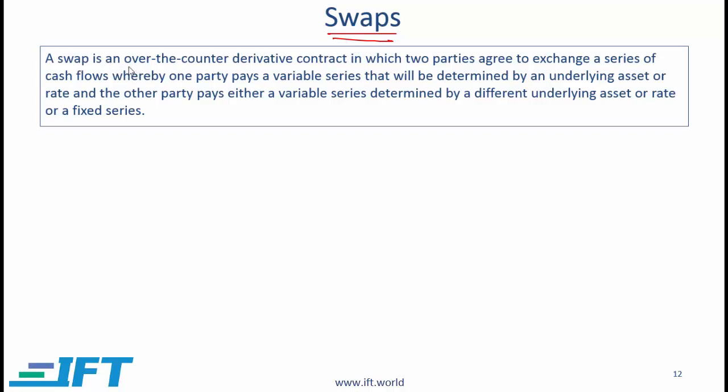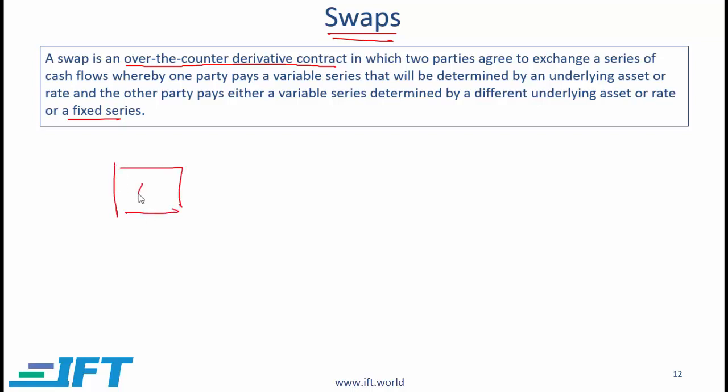A swap is an over-the-counter derivative contract in which two parties agree to exchange a series of cash flows whereby one party pays a variable series that will be determined by an underlying asset or rate, and the other party pays either a variable series determined by a different underlying asset or rate or a fixed series. I'll give you a very simple example and then you will see this in more detail in the reading on swaps. The simplest kind of swap is called a plain vanilla interest rate swap.